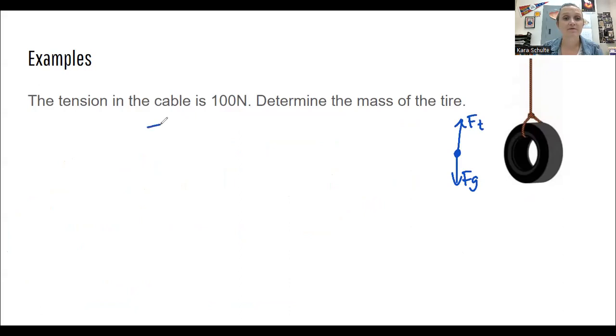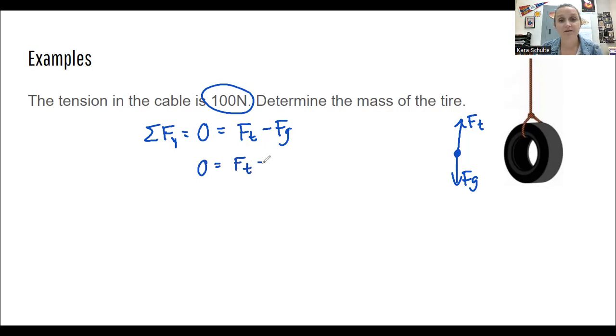After that, I want to start by summing my forces. I'm going to say the sum of all the forces in the Y direction, because that's the direction we care about, is equal to 0 because it's just hanging there, which is equal to force tension minus force gravity. Force tension is positive because it's going up. Force gravity is negative because it's going down. Now, we know the tension here is 100 newtons, and we want to determine the mass of the tire. And you might say, Ms. Schulte, there's no mass in here. But we know that force gravity is equal to mg. Now, I can move my mg to the other side, so I know that mg is equal to Ft here. And I'm going to plug in my Ft.